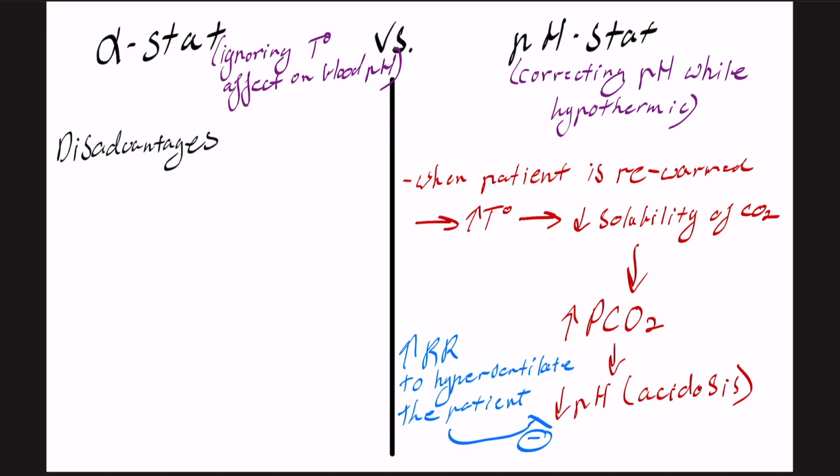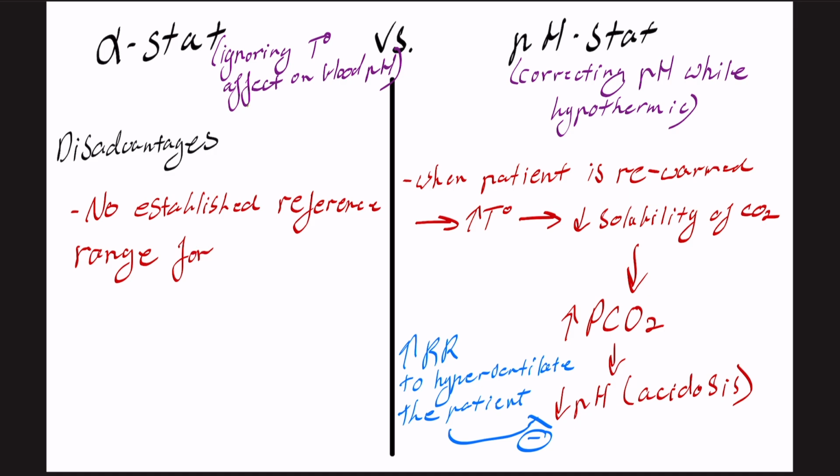While with the alpha stat approach, as long as the rewarmed blood has been in normal ranges, when the patient begins to rewarm, all of the pH and PaCO2 should settle back to normal ranges as expected. A disadvantage or a criticism of the alpha stat approach is that there are no established reference ranges for hypothermia. So although we rewarm the blood to normal temperature and assume that if it's in normal range, this is normal, we don't actually know what a normal expected range is for that hypothermic blood.